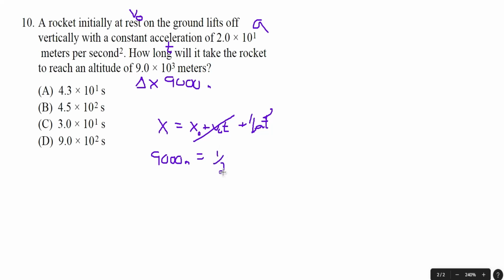So 1/2 of 20 times t squared. So 1/2 of 20 is just 10. So when I divide this, it just drops out one of those zeros. So we get 900 equals t squared, square root both sides. And you should end up with 30 seconds as your final answer. And that's it.